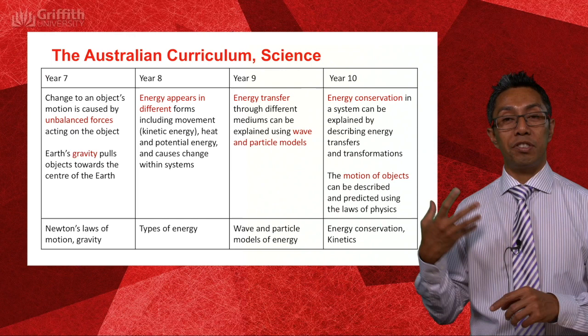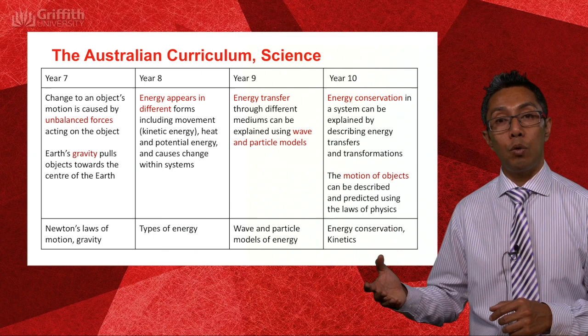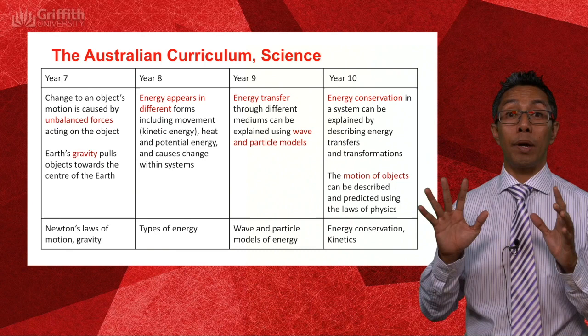Rightio, so I've gone through that activity myself, and what I've done is I've highlighted in red what I thought to be the key concepts in each of these levels. So in year seven, we're looking at unbalanced forces. To me, that's a code way of saying, we're going to talk about Newton's three laws. Not only are we talking about Newton's three laws, but also gravity.